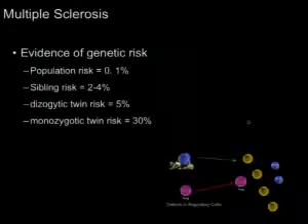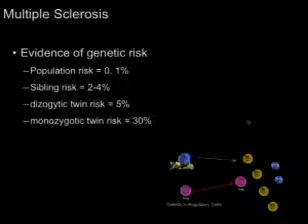The population risk is about 1 in 1,000. Sibling risk is about 2 to 4%, about the same as dizygotic twins. Monozygotic twins have about a 30% risk. Now, Emil made the point this morning, which I'll comment on now, that there's about the same data in type 1 diabetes, suggesting 30% genetics and perhaps another strong environmental component.